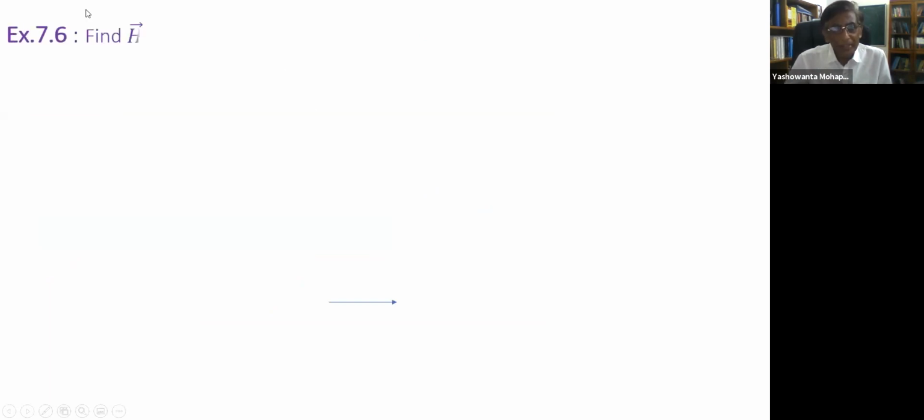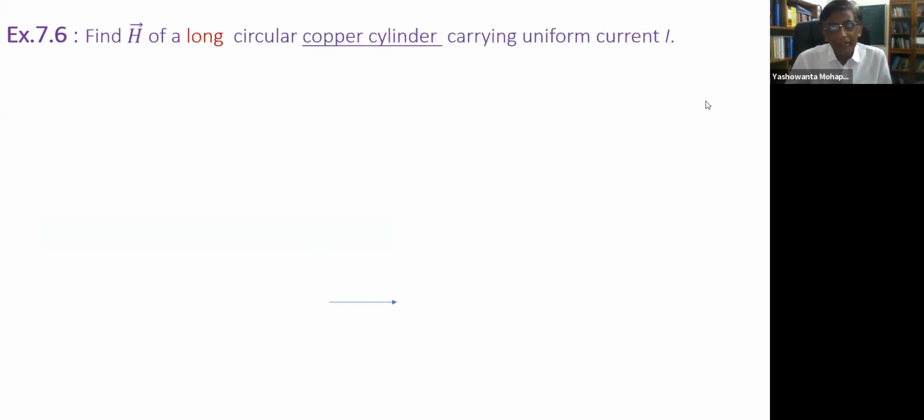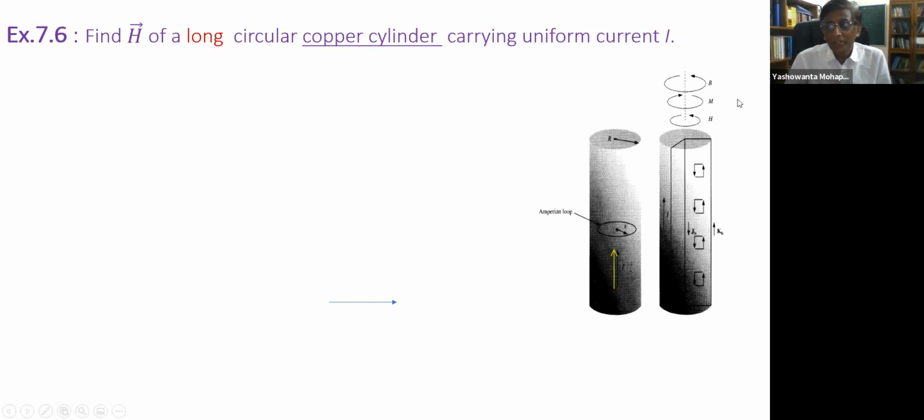Let's take up a very small and compulsory example. Find H for a long circular copper cylinder carrying uniform current I. I mentioned copper; it is not a strictly magnetic material. So we have a copper cylinder, long, almost infinite, and there is a current I flowing. Then I have to find H everywhere. So what do I do? One can note that copper is a weakly diamagnetic material. How do I know? I am telling you.